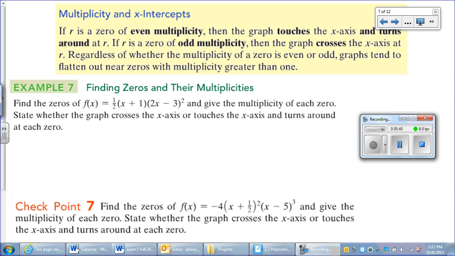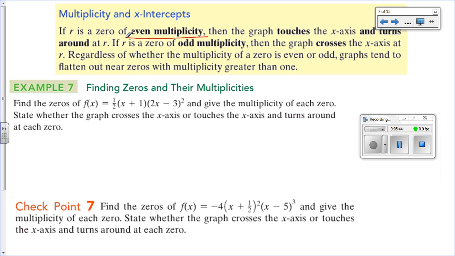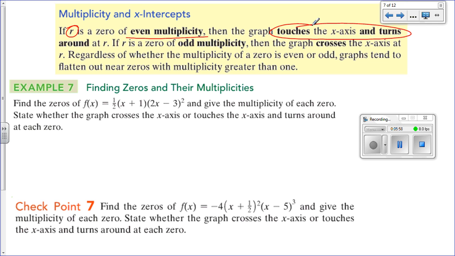Okay, so multiplicity. Like I told you already, we have even multiplicity. If R is a 0 of even multiplicity, that means that it comes from a factor that occurs twice or 4 times or so on. So what happens is that it will touch the x-axis and turn around at that particular number.